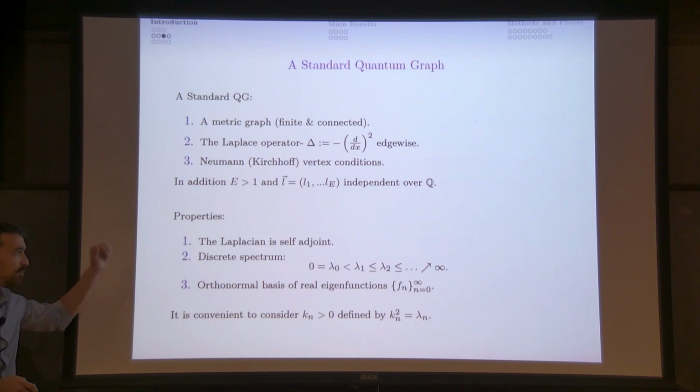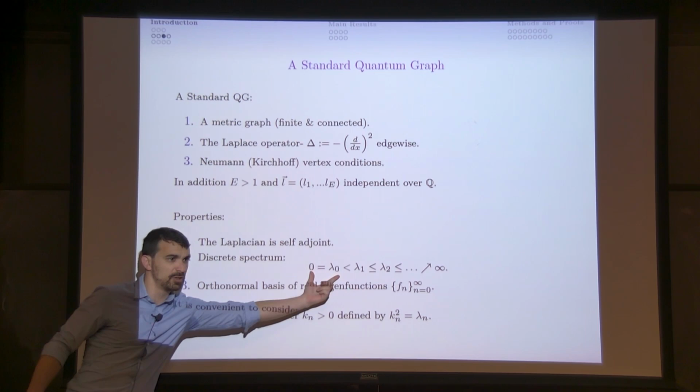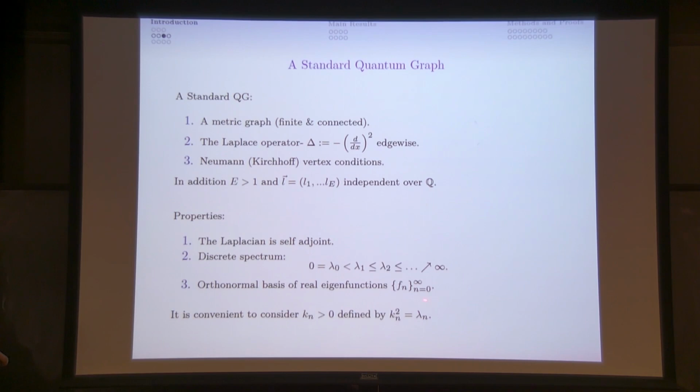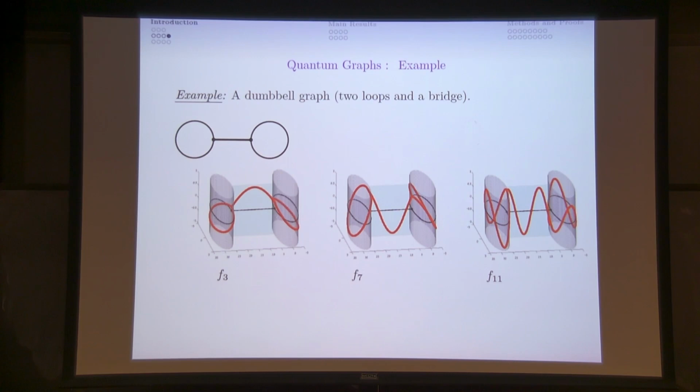We have a discrete, non-negative spectrum. We always have the zeroth eigenvalue to be zero, with the constant eigenfunction. We have an orthonormal basis of real eigenfunctions. And we will usually talk about the square root of the eigenvalue and not the eigenvalue. It is much more convenient. So here is our example that we saw before. And here are just a couple of the lower eigenfunctions, numbered according to the spectral position. You can get a feeling of how, when you go up in the spectrum, you get more and more oscillations.